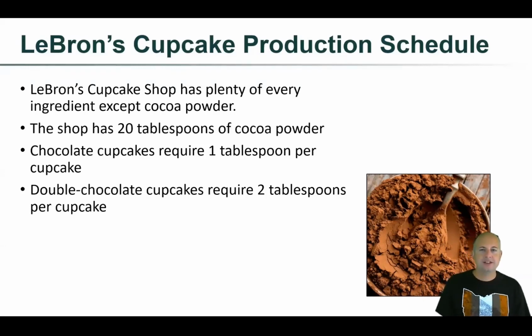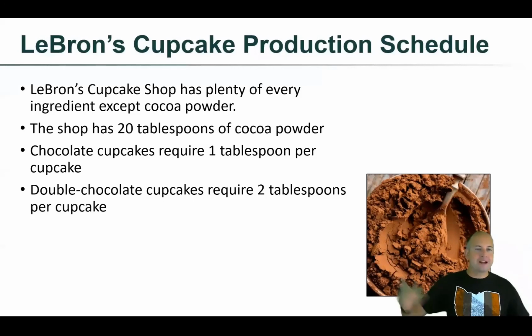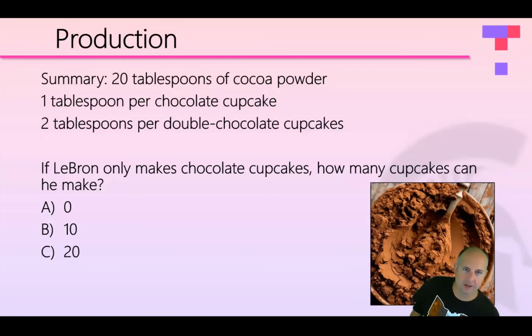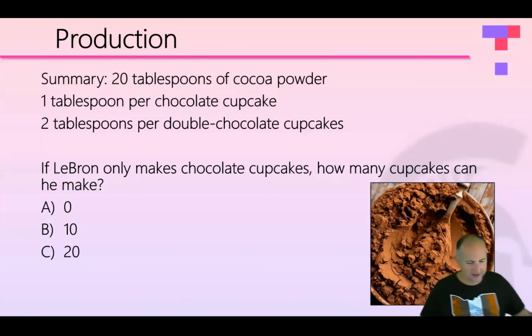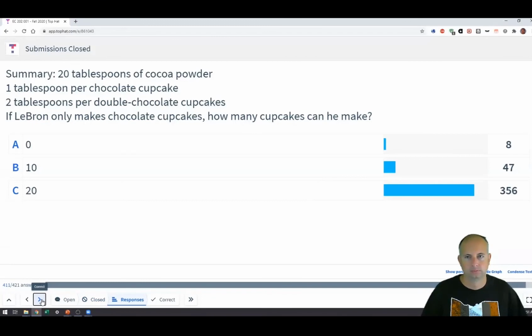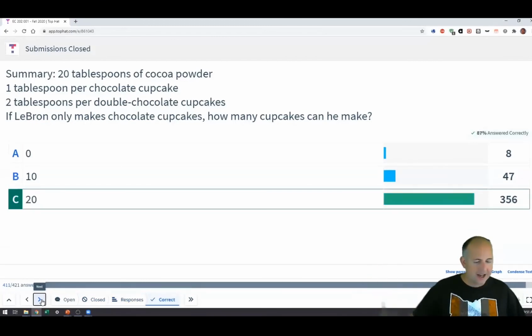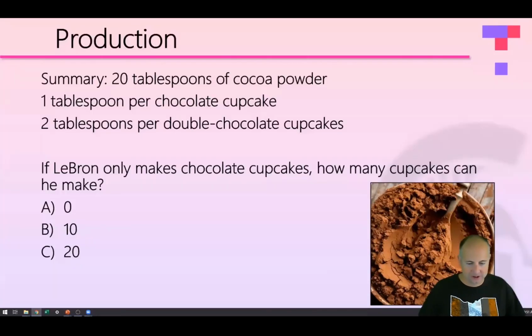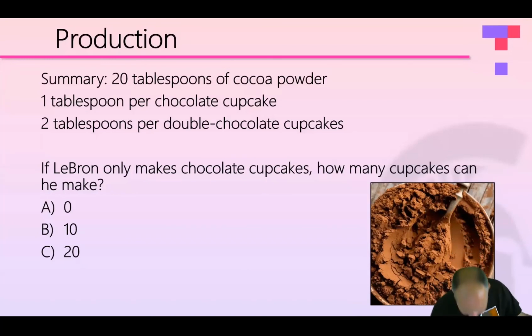So this is all the information we need to solve these problems. Here's a summary up here. And our first question is, if LeBron only makes chocolate cupcakes, how many cupcakes can he make? Good, 20. Again, I know this starts off really simple, but we're doing it for a reason. I want to make sure that we start off with a simple model, and then we'll get some really good insights out of this, but we have to start somewhere.